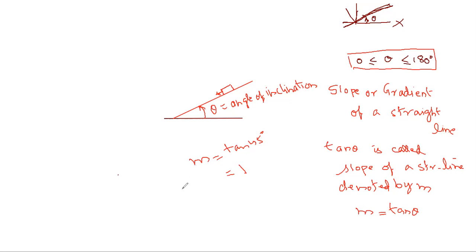When it is making 135 degree, m is equal to tan 135 degree. Tan 135 degree is equal to minus 1. So negative slope. After 90 degree, the slope will become negative. So at 0 degree, slope is 0. At 90 degree, slope is not defined, infinite slope. If theta is 0, slope m is equal to 0. If theta is 90 degree, slope m is not defined.